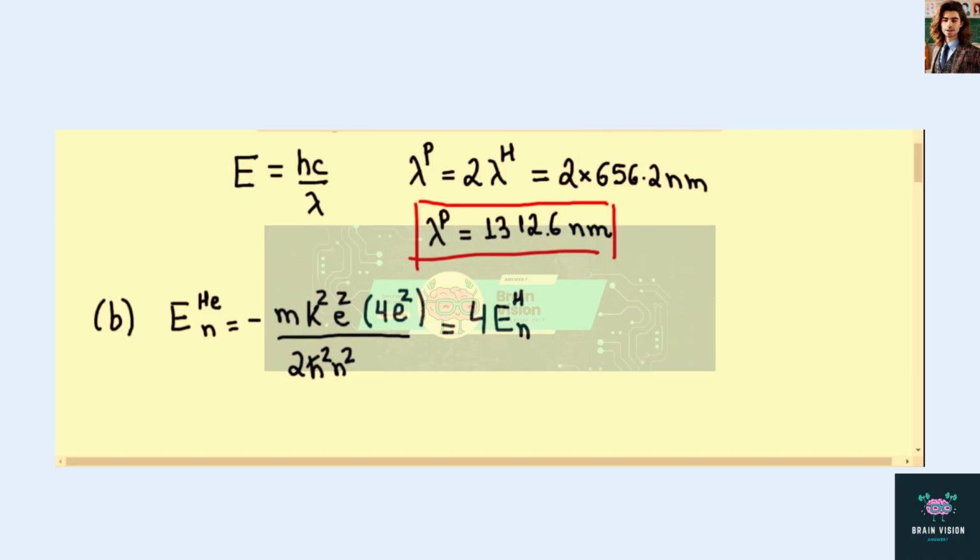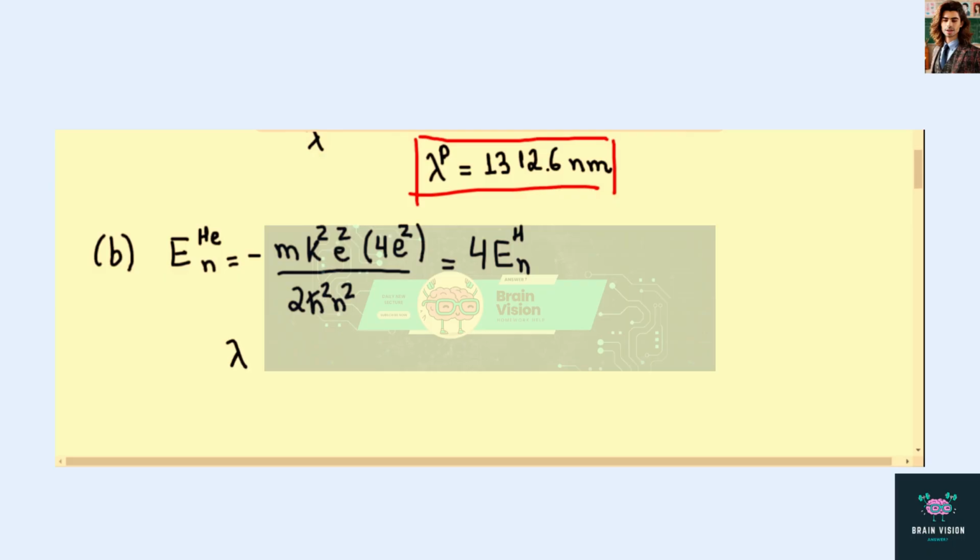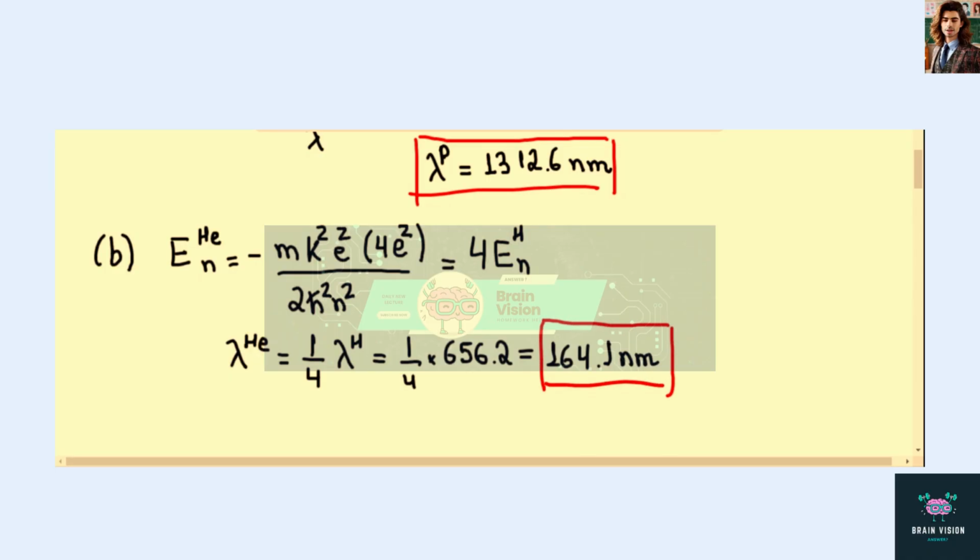So if the energy of the helium atom is 4 times the energy of the hydrogen atom, then the wavelength produced by the helium atom is 1/4 of the wavelength produced by the hydrogen atom. So this is 1/4 of 656.2, which is 164.1 nanometers. And this is the wavelength produced by the helium atom.